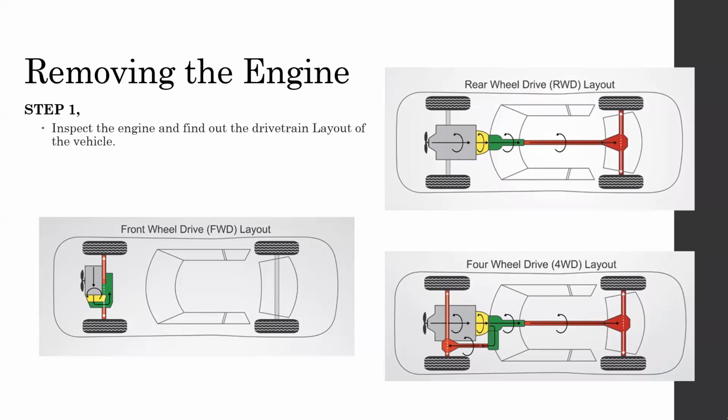For example, we start from step one. Step one is inspecting the engine and finding out the drivetrain layout of a vehicle. This is one important aspect of any engine. Of course, when someone asks you to remove the engine, the first thing you will do is open it and see what type of engine this is. By looking at an engine, you should be able to understand what sort of engine it is and what sort of inputs and outputs are coming from it. Based on that only, you need to act.